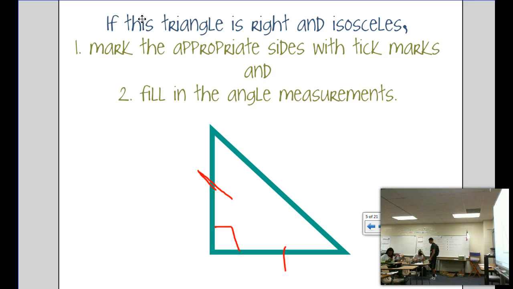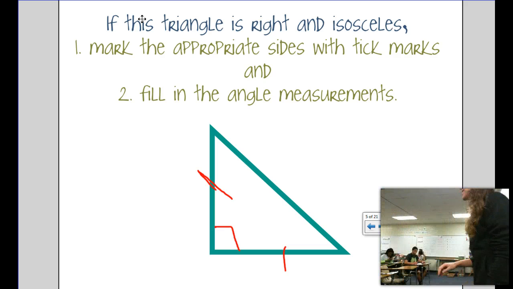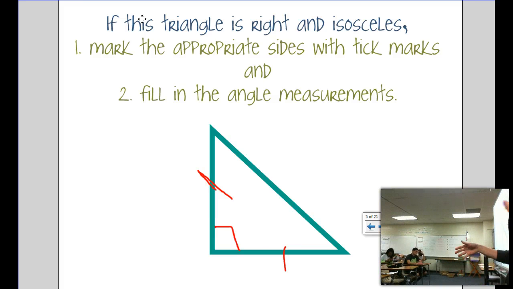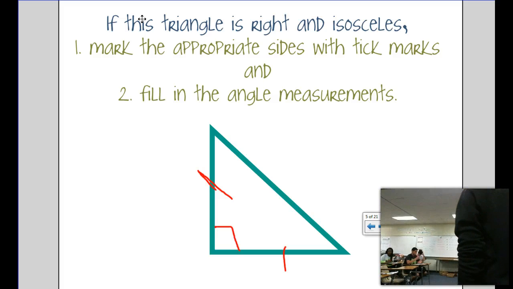One of my students one year called it a risosceles triangle. I thought that was a cute nickname. Get it right, isosceles, risosceles. Sounds like a rhinoceros. Okay.